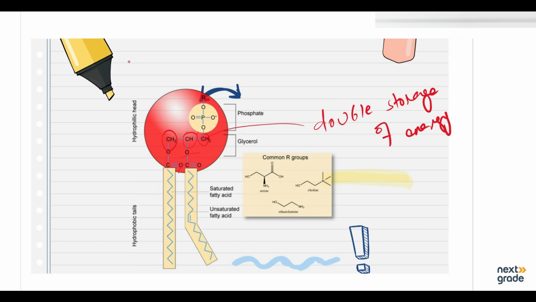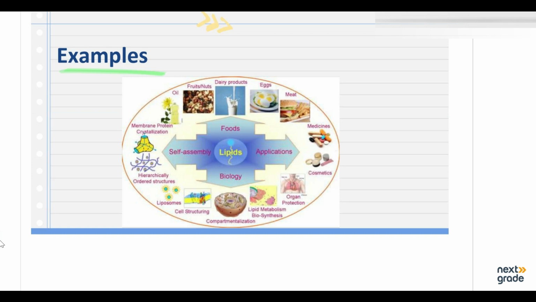Here you can see some of the common groups that can be found in lipids. These are some of the common examples of lipids. If we focus on food, then lipids are found in dairy products. They are present in eggs that we have in our breakfast or in our meal. Then they are present in meat. Some medicines are also made from lipids.